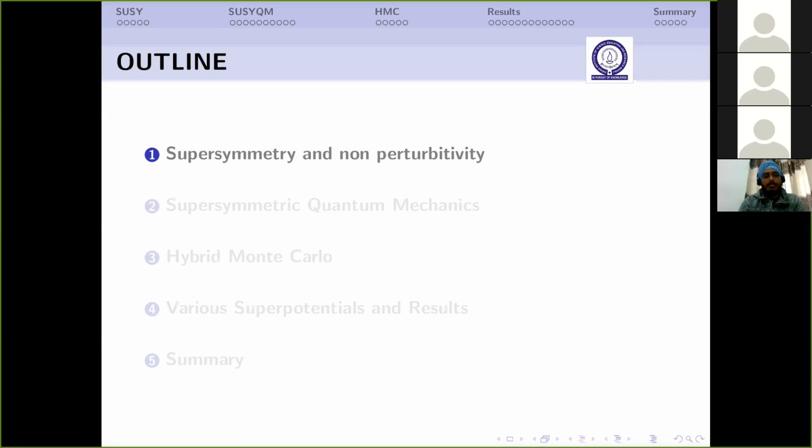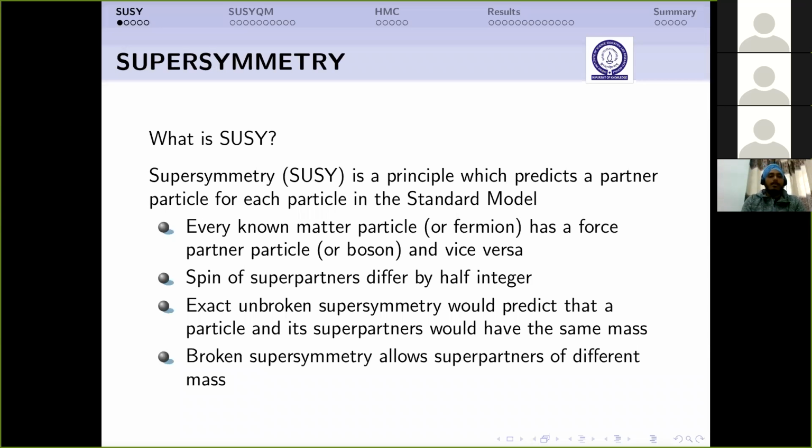So let's just start with supersymmetry and non-perturbativity. What is supersymmetry? What are we expecting? Supersymmetry, we say, is a principle in which for each particle in the standard model, we are actually predicting a super partner. For example, for a boson, we are looking for a fermion super partner, and vice versa.